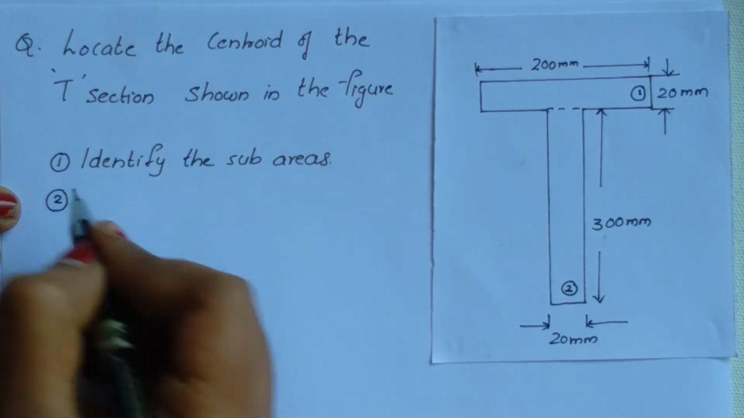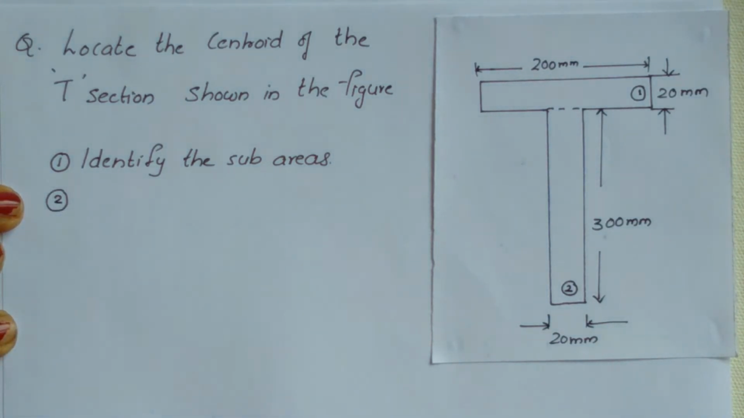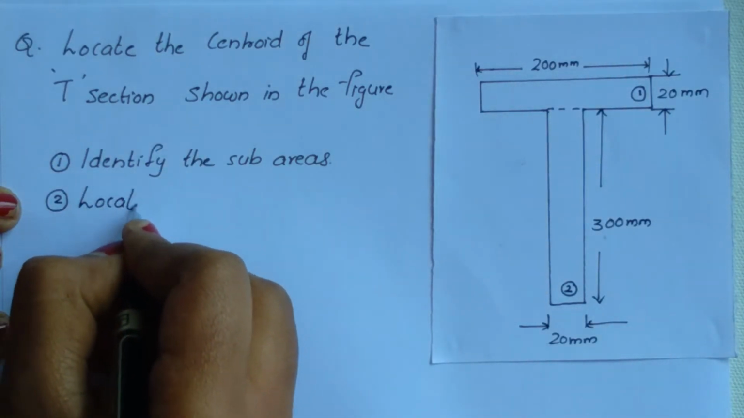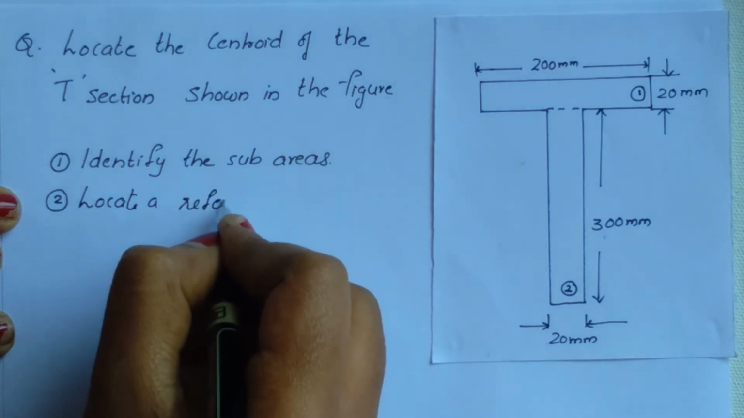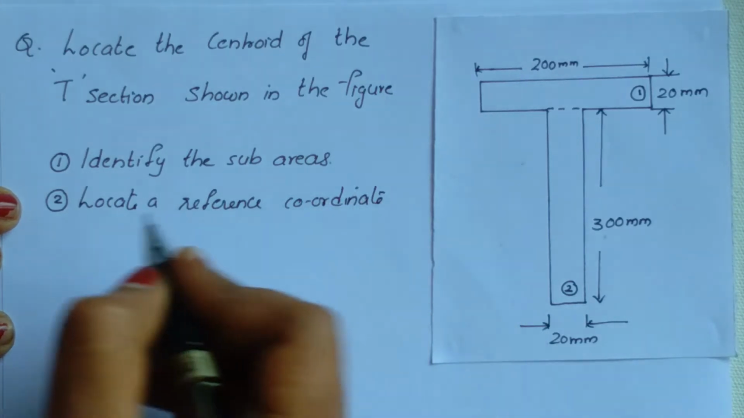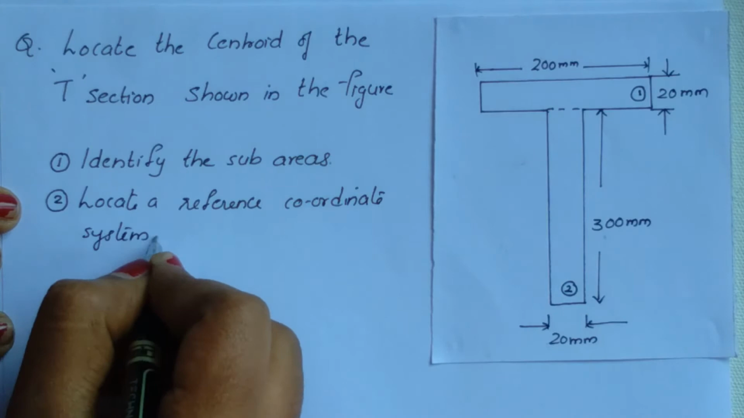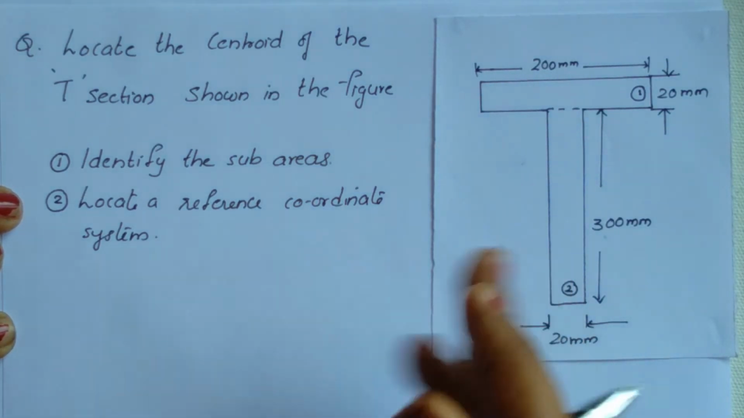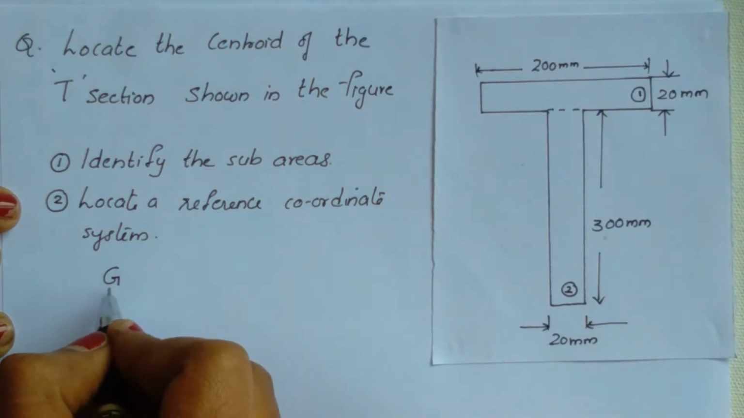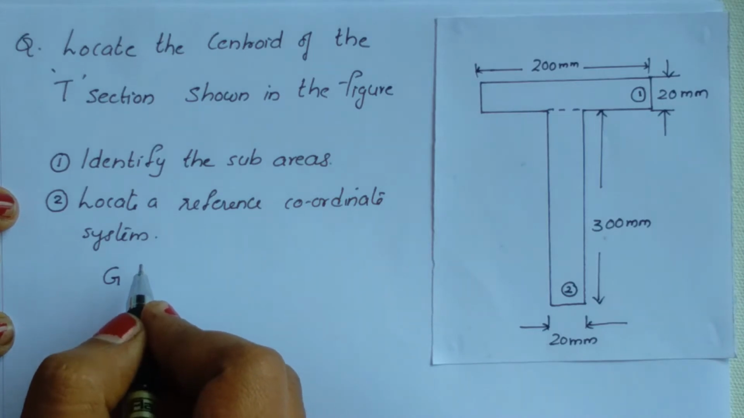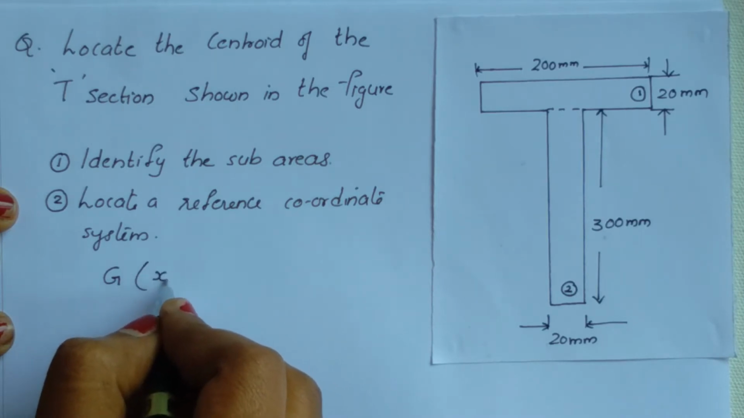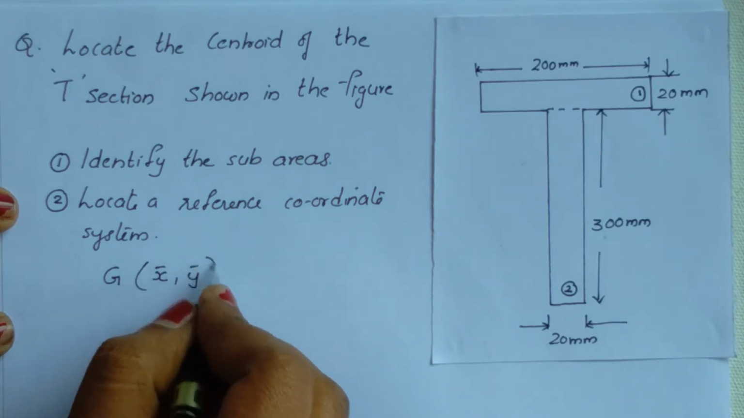The second step is to locate a reference coordinate system. Why? Because we are going to find the centroid of this T section. That is, we are going to find a point. How will we find a point? What will be our answer? Our answer will be the coordinates of this point, that is x bar and y bar.